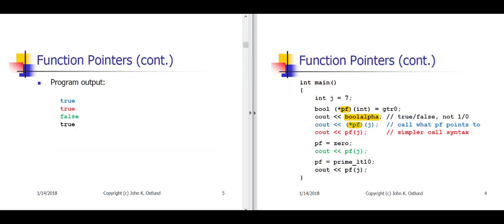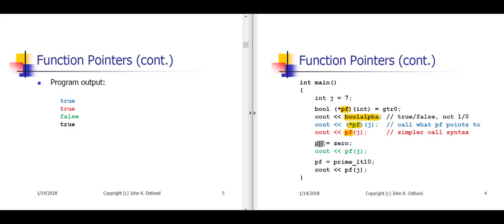as we see here on slide 5, showing the output of the program on slide 4. It turns out that as a shortcut, you can leave off the star in front of the pointer and simply use the function call operator right after the pointer variable, and that will also be interpreted as a call of the function that the pointer is pointing to. So here again, we're calling greater 0 with 7, which again is going to return true.